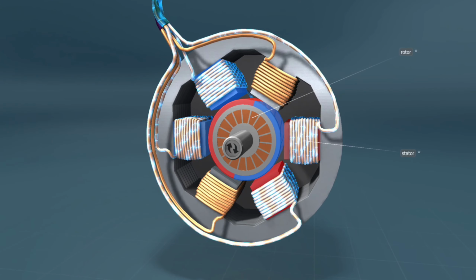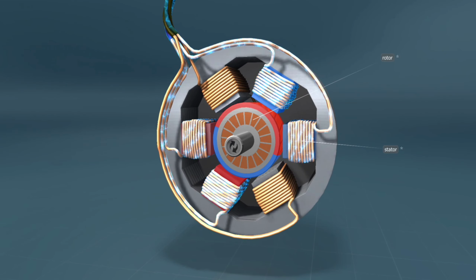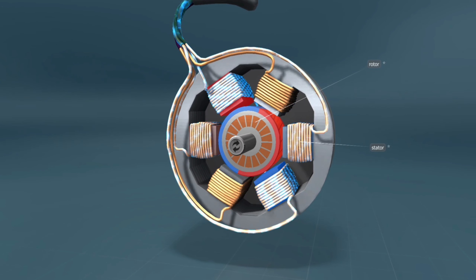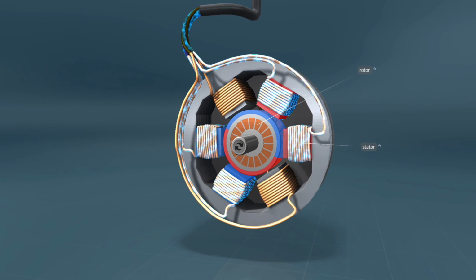However, since the magnetic field rotates, the rotor can never catch up with it, so it constantly revolves. The operation of asynchronous motors is less complicated than that of synchronous motors, since they do not stop when the load is increased.